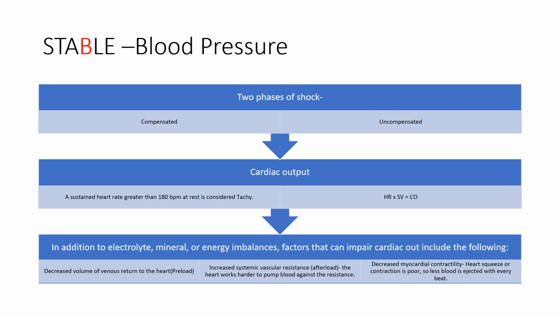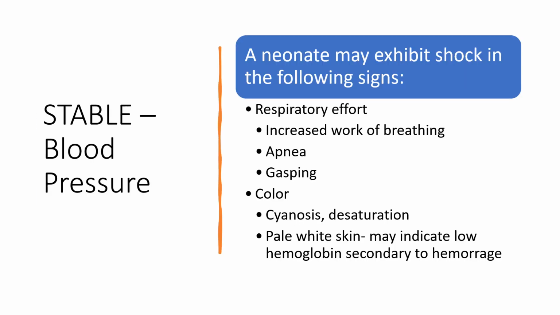In addition to electrolyte, mineral, and energy imbalance, factors that can impair cardiac output include the following: decreased volume of venous return to the heart, so less blood getting to the heart, increased systemic resistance, afterload, and decreased myocontractility, the squeeze of the heart. We went over these before. Increased respiratory rate, apnea, gasping, cyanosis, desaturation, pale white skin may also indicate decreased hemoglobin secondary to hemorrhage.